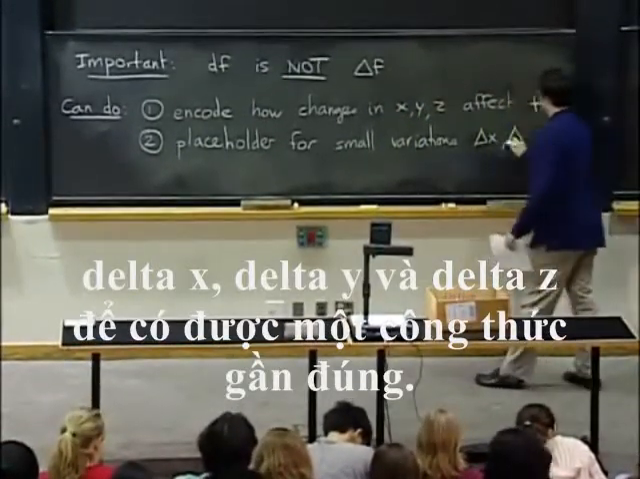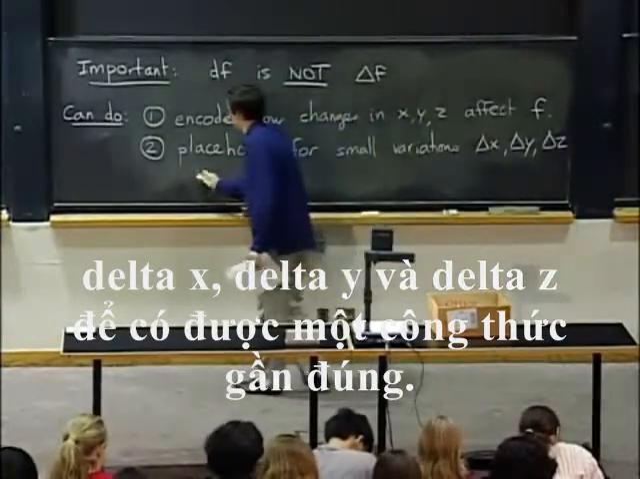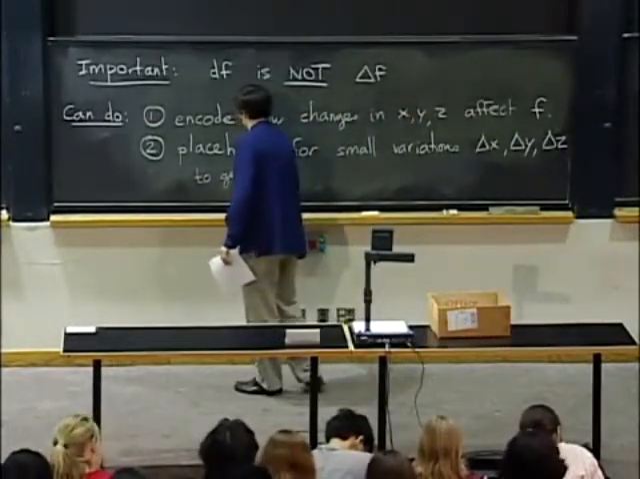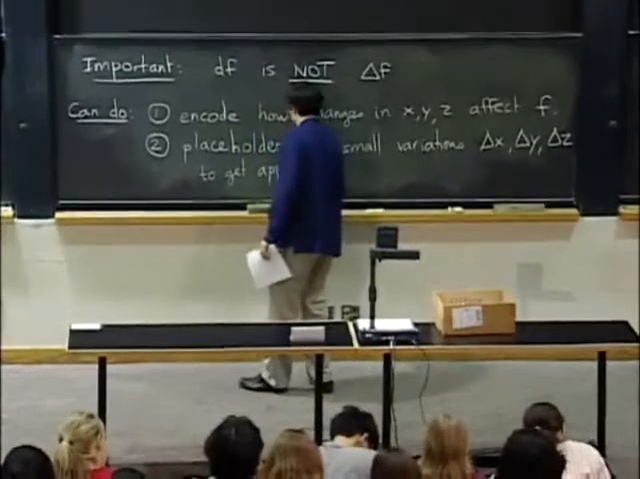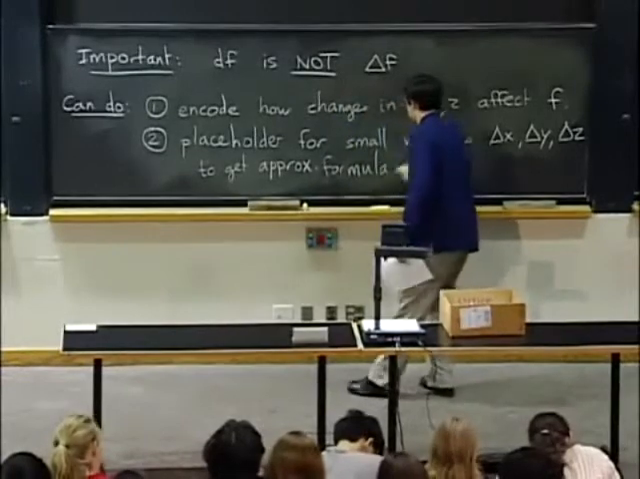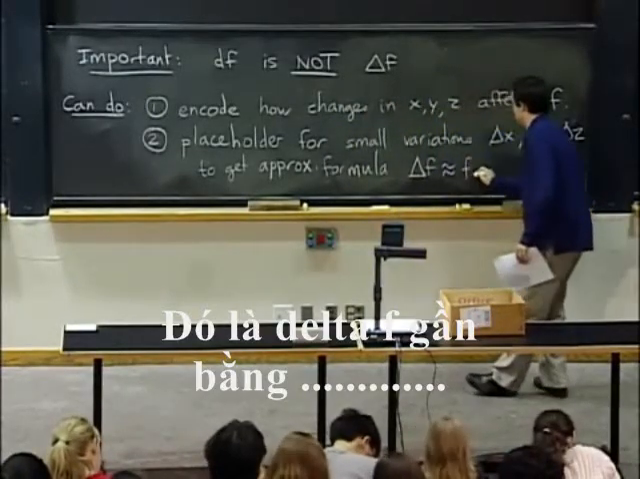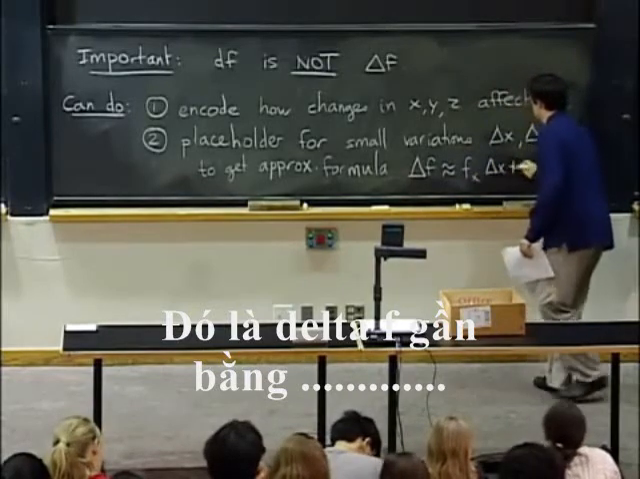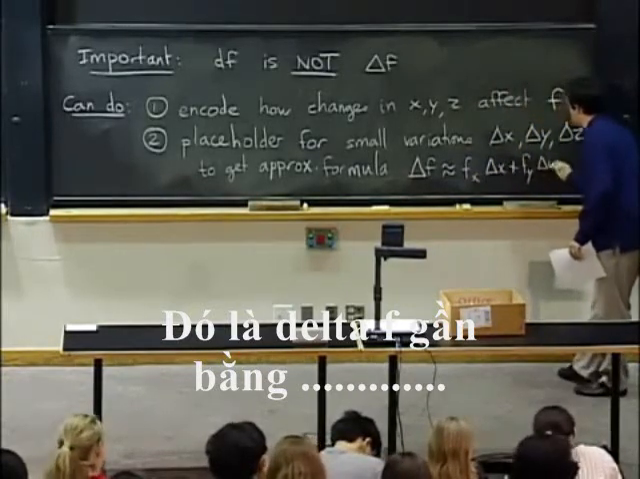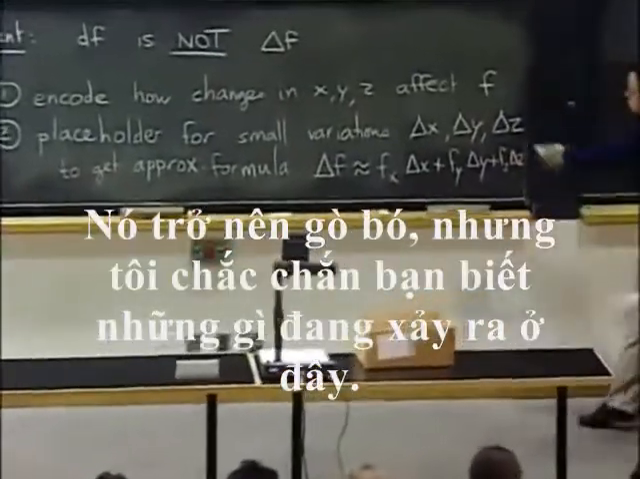delta x, delta y, delta z to get an approximation formula. Which is delta f is approximately equal to f sub x delta x plus f sub y delta y plus f sub z delta z. So it's getting cramped, but I'm sure you know what's going on here.